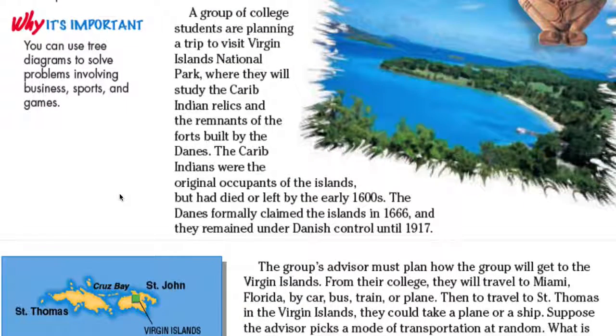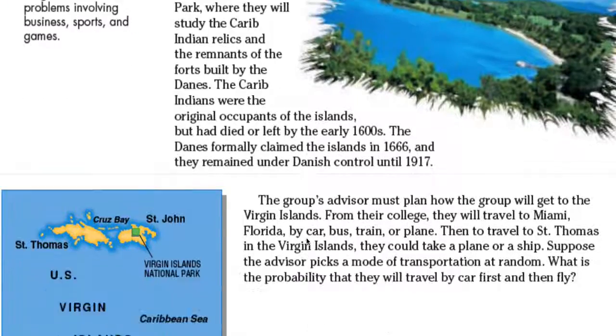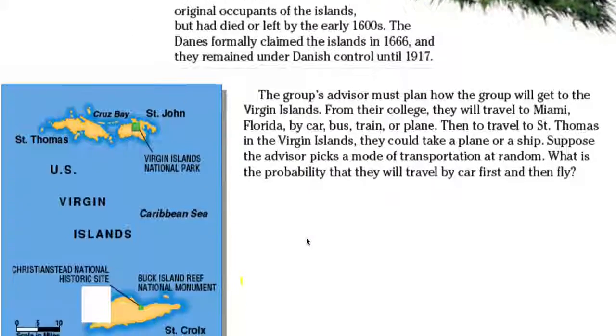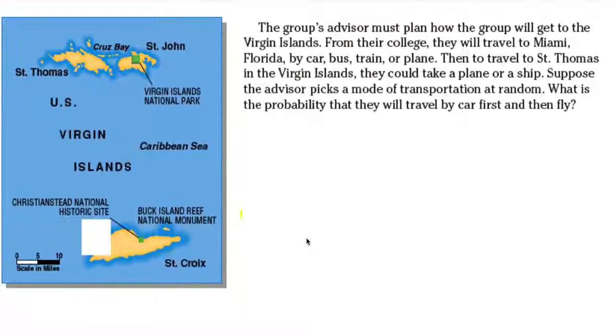A group of college students are planning a trip to Virgin Islands National Park, where they will study the Carib Indian relics and the remnants of the forts built by the Danes. The Carib Indians were the original occupants of the islands, but had died or left by the early 1600s. The Danes formally claimed the islands in 1666, and they remained under Danish control until 1917.